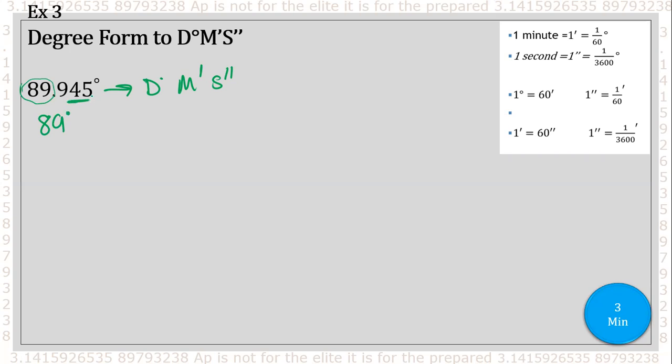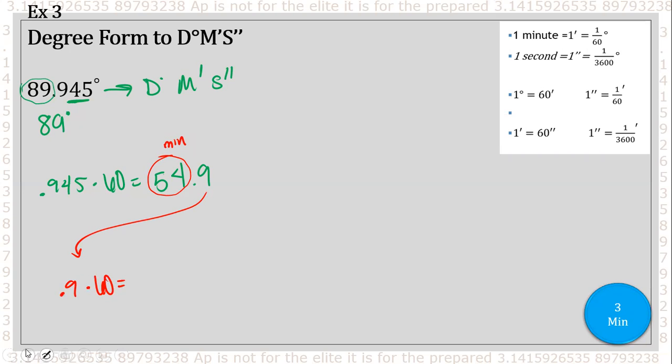However, the 0.945 will get multiplied by 60, and that will give us a number which we can see is 54.9. The whole number here in this case is 54. This right here will be your minutes. The 0.9 will get multiplied by 60, and that will give us the seconds. So 54 seconds. What did I do?